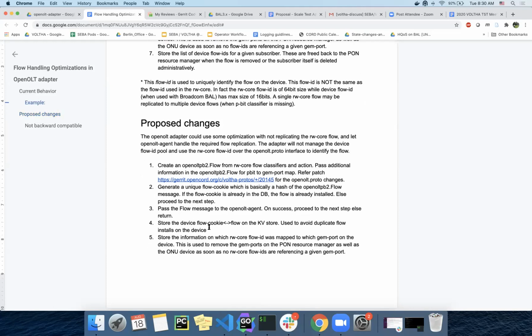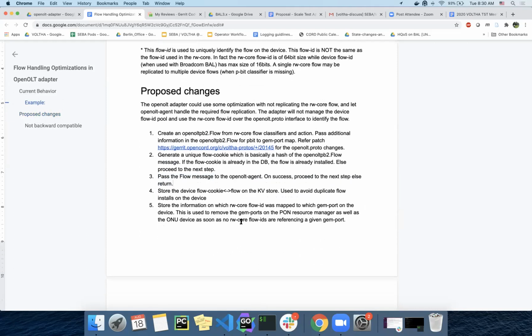Once the flow is successfully installed on the device, you back up this flow on the KV store. This is useful if the flow were to come back again: you can look up the flow on the KV store and not install the flow again.